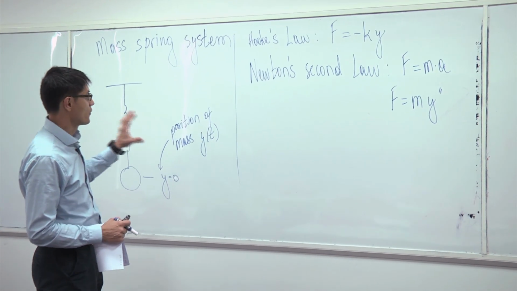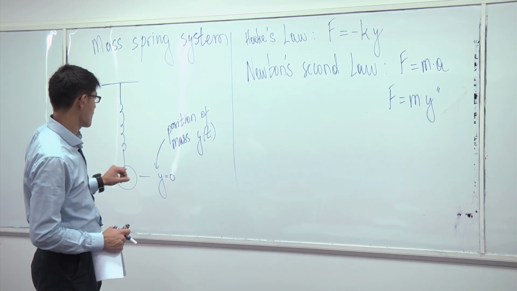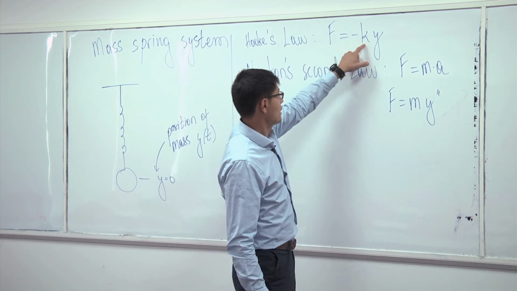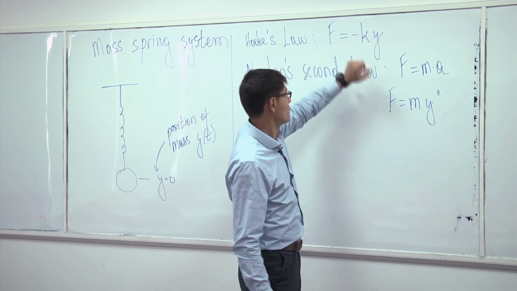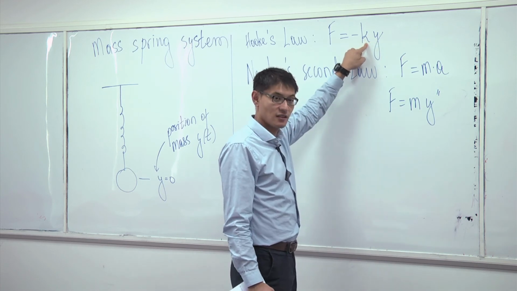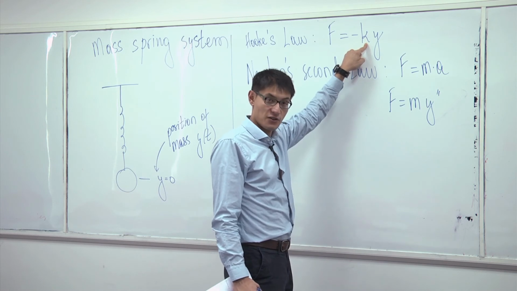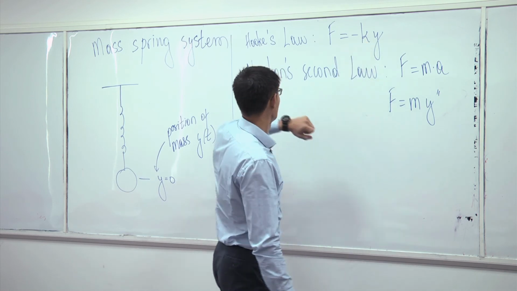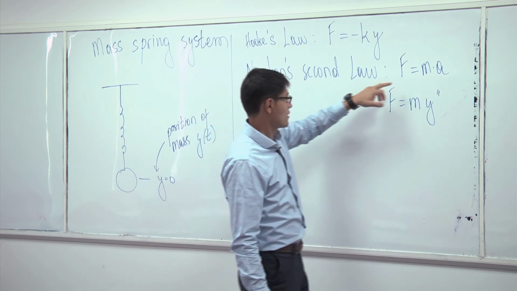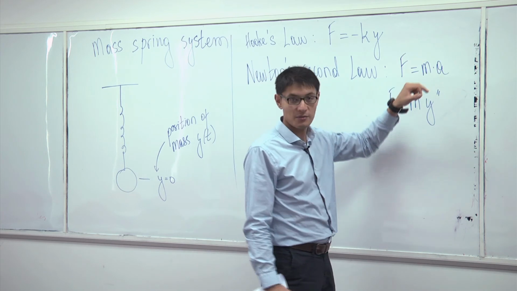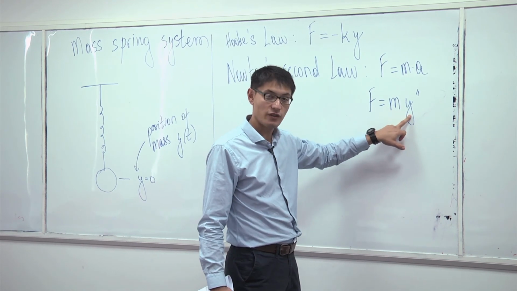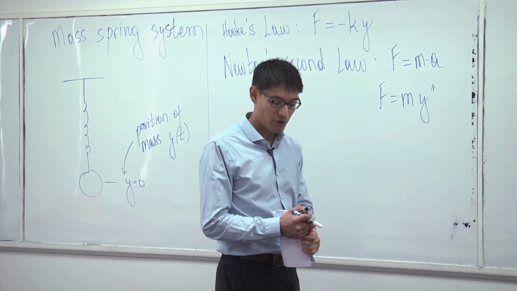related to this situation. The first one is Hooke's law, and the Hooke's law says that the force acting on the system is equal to negative k times y, where again y was the position of the ball, and k is a constant which represents the stiffness of the spring. Another law that we need is Newton's second law, which says that force is equal to mass times acceleration. Now you know that acceleration is the second derivative of the position of the object.